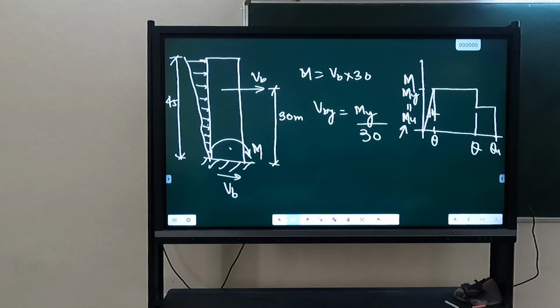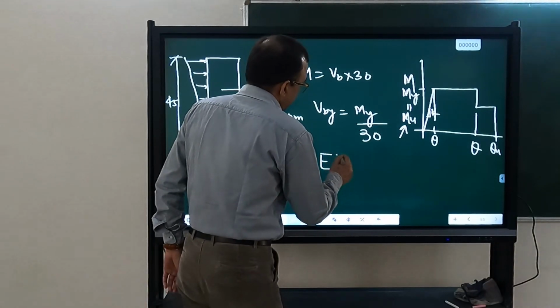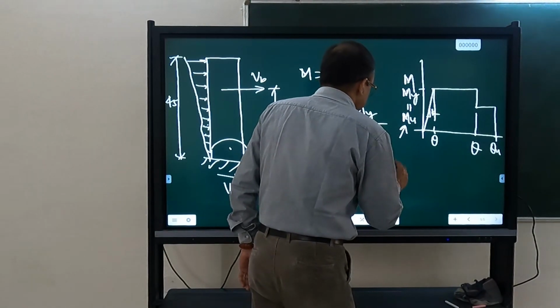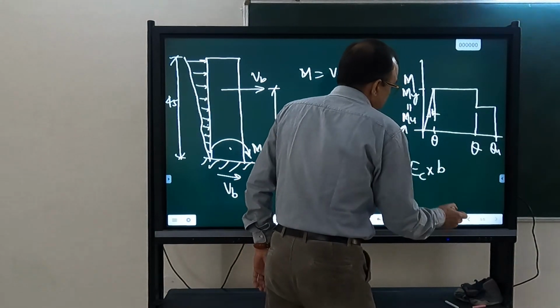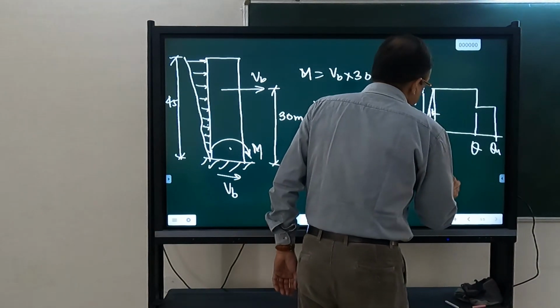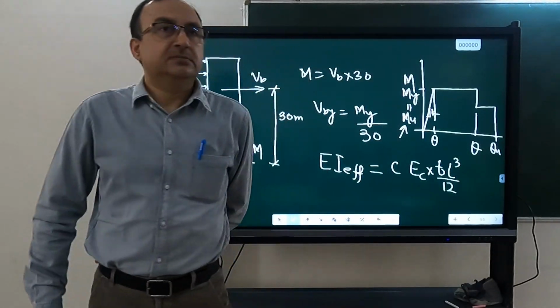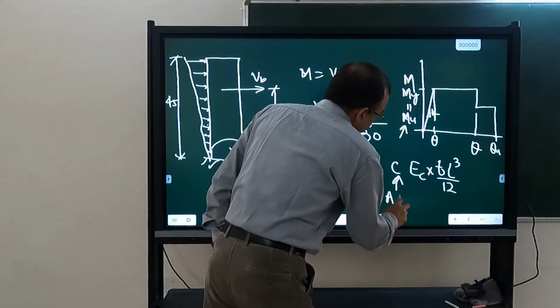Using effective EI. Okay. How to get EI effective of a shear wall? Again, the table is given for cracked section stiffness in SC 41. So you will use the factor given in SC 41 as some factor C times Ec into t L cubed divided by 12, where t is the thickness of the shear wall and L is the length of the shear wall. This C is coming from this constant for cracked section stiffness, which comes from SC 41.